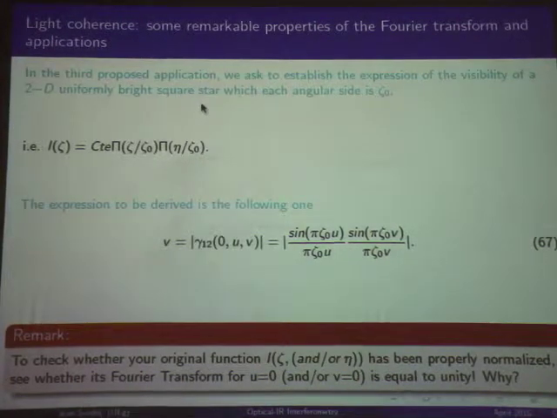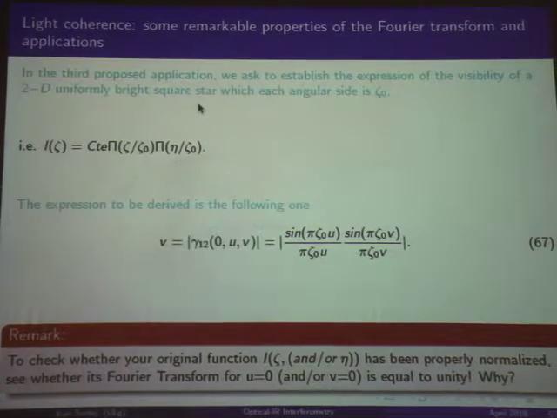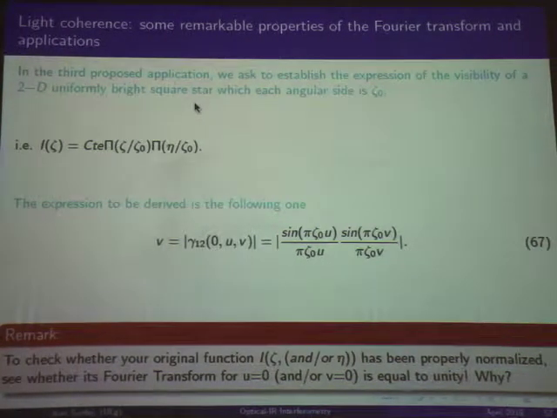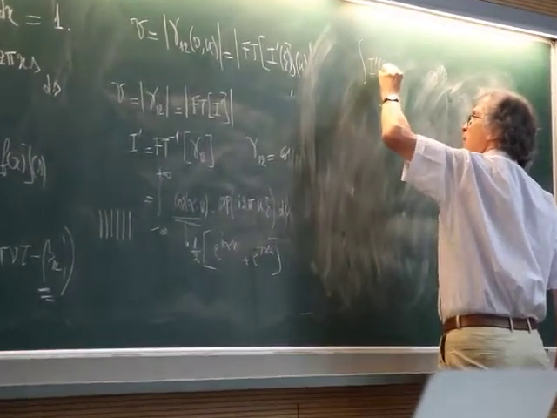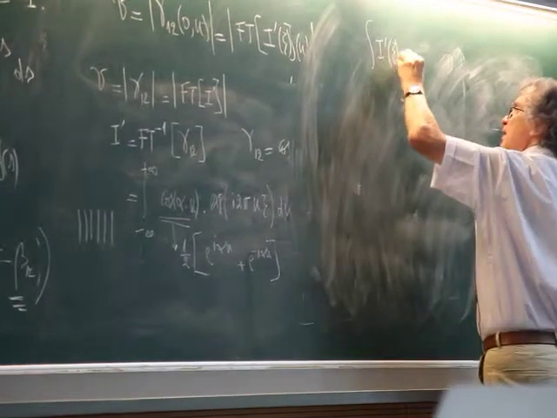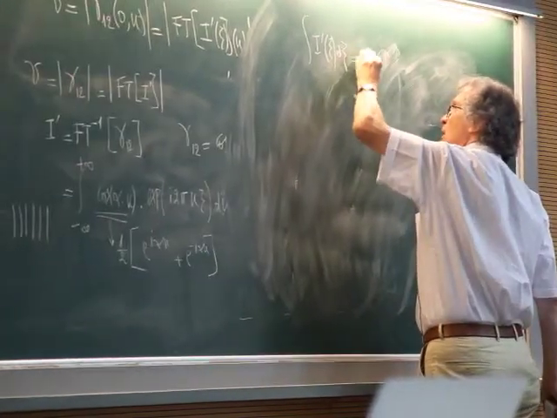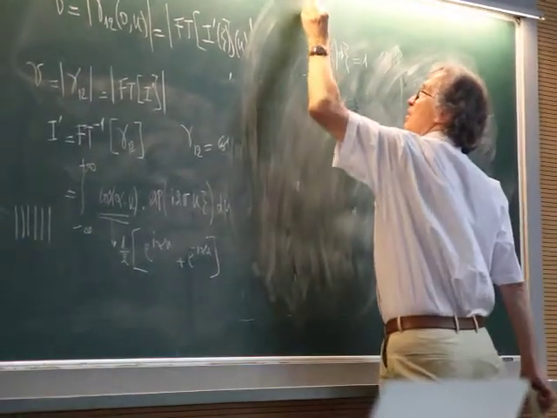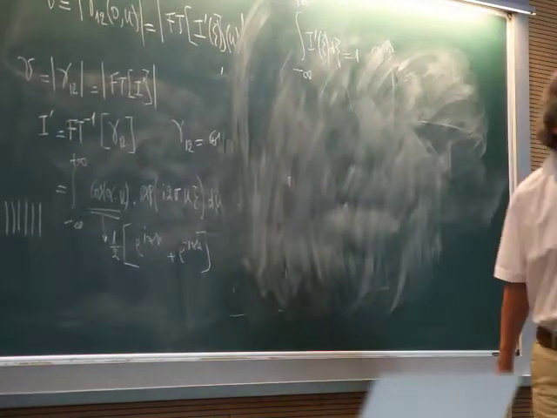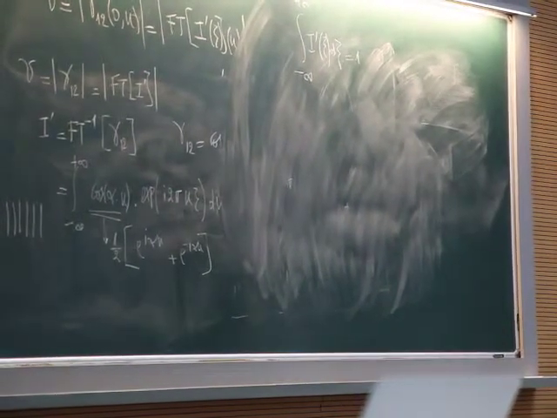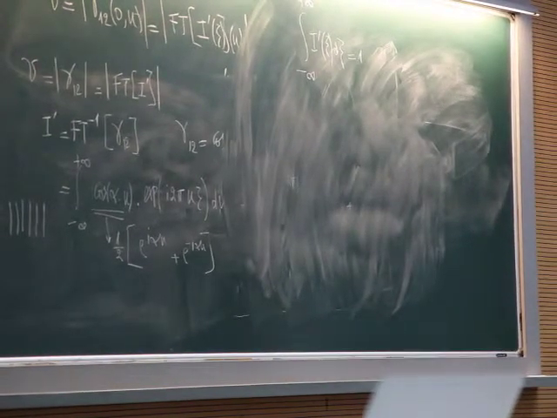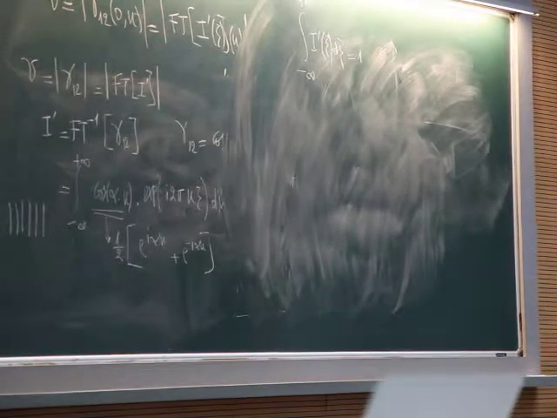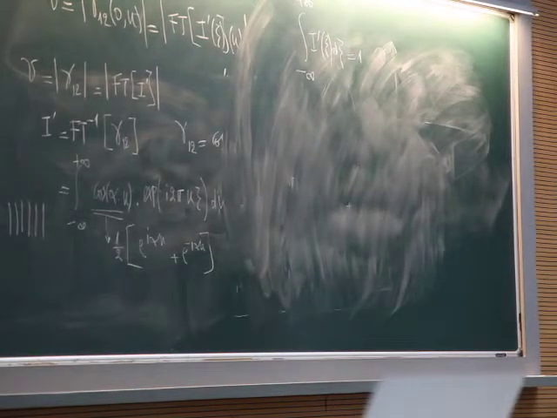And why is it so? I will show you directly here that the integration of I prime of zeta d zeta is equal to 1. So I assume that it is equal to 1. Why should the visibility also be equal to 1 when u is equal to 0? Easy, look.